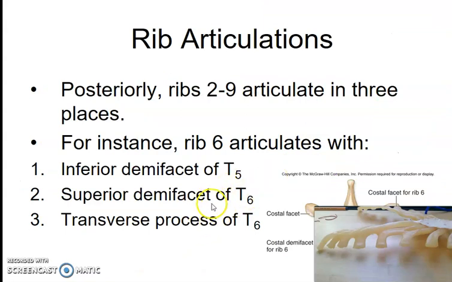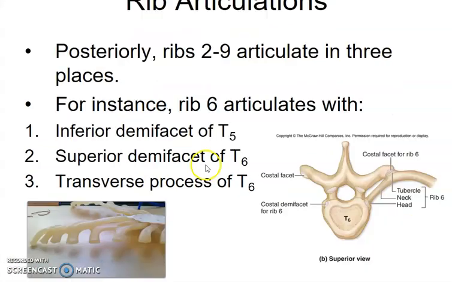So the rib is going to articulate with the demifacets and the transverse process. Now, we're not going to worry about how. I mean, this is part like 29,000 of this lecture, but basically the demifacets get their name because half of the head is on each one. So for rib 6, half of the head would be on the inferior surface of T5, and half of it would be on the superior surface of T6. We're not going to worry about that. Basically, what I want you to know is the head attaches here, and the transverse process of the thoracic vertebrae.